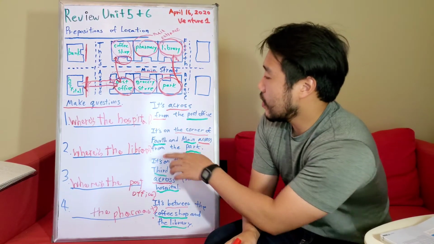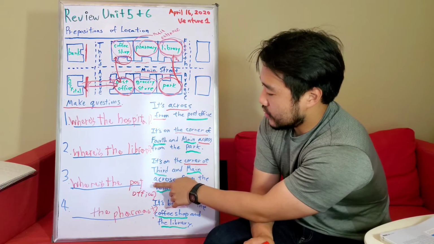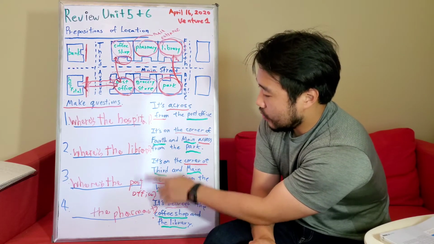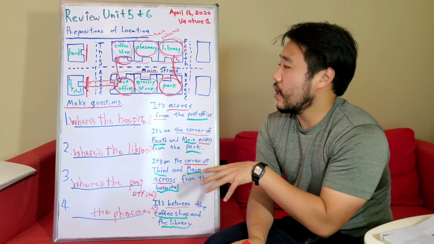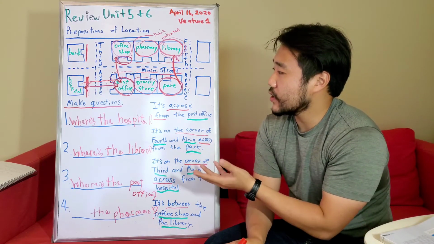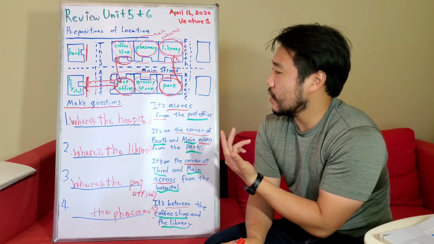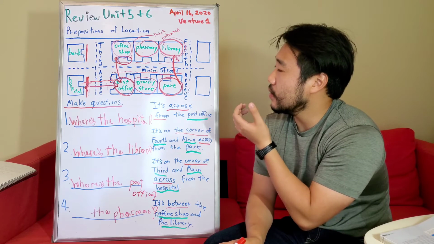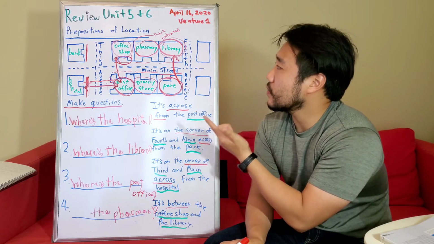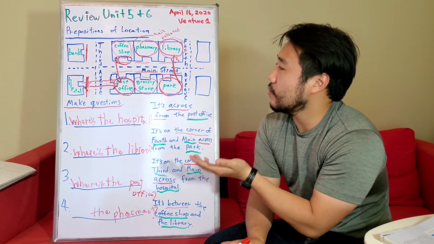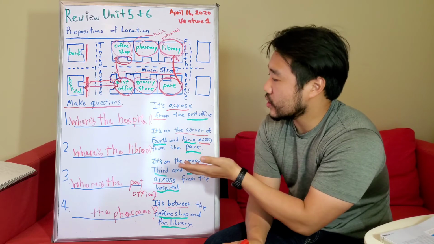So one more time. Where's the hospital? Where's the library? Where's the post office? And where's the pharmacy? Okay, so now we know how to make questions. We know how to use prepositional location to identify a place, and then we know how to make a question about it.